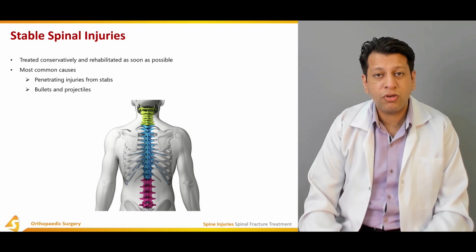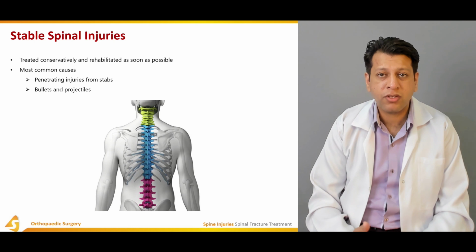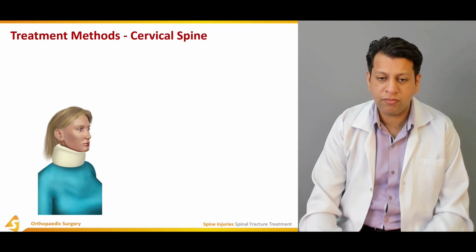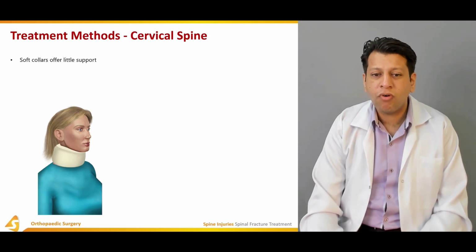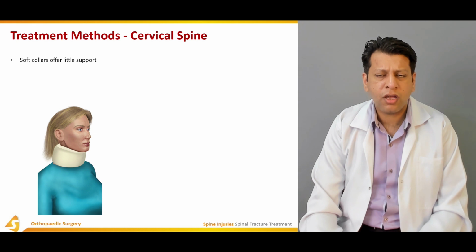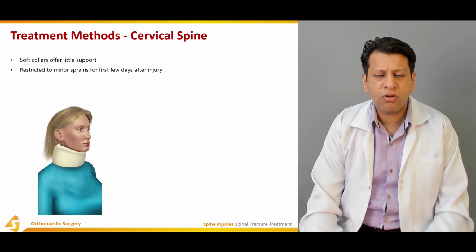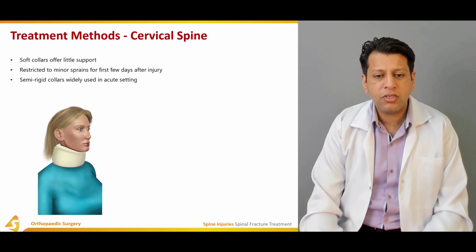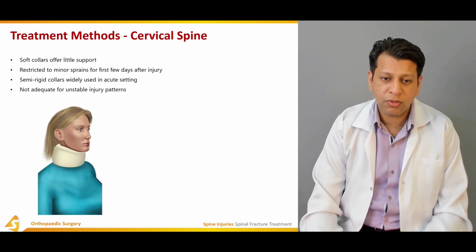Because they are stable injuries, you do not need to fix them, but we need to give them care for the neurological compromise they have suffered. Usually the treatment method for the cervical spine involves collars, which could be soft collars, hard collars, and even semi-rigid collars. Usually soft collars are not really helpful, especially in complete spinal cord injury, but they can be beneficial for minor sprains, maybe in the first few days of injury when there is cervical muscle spasm.